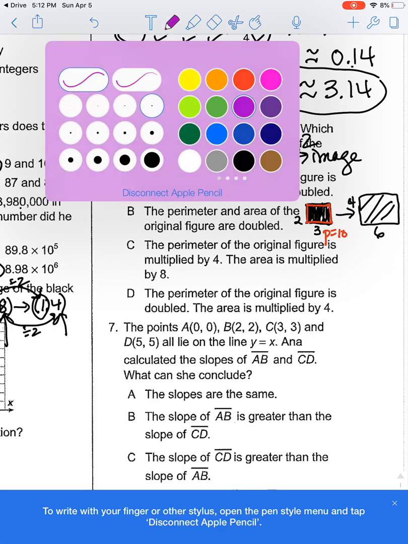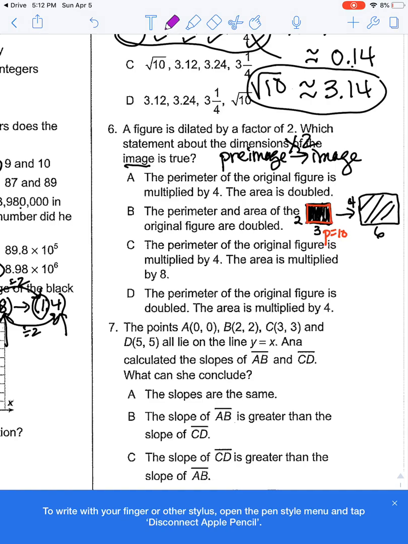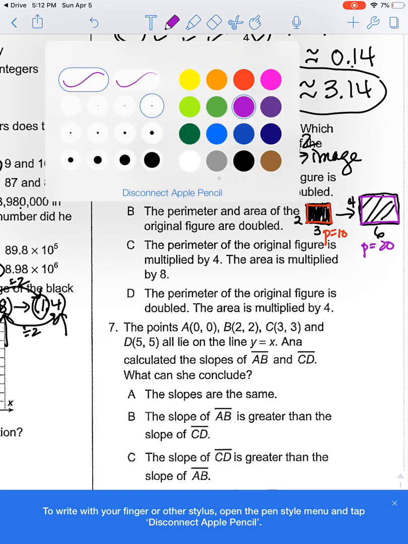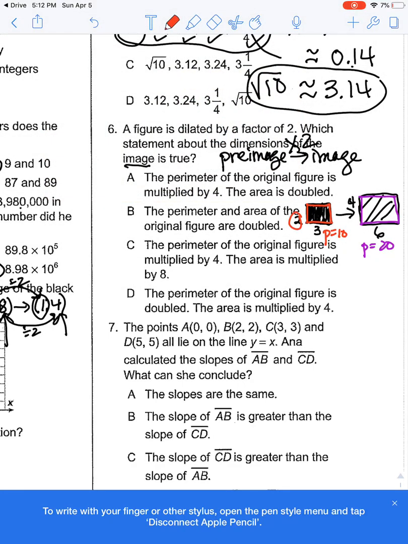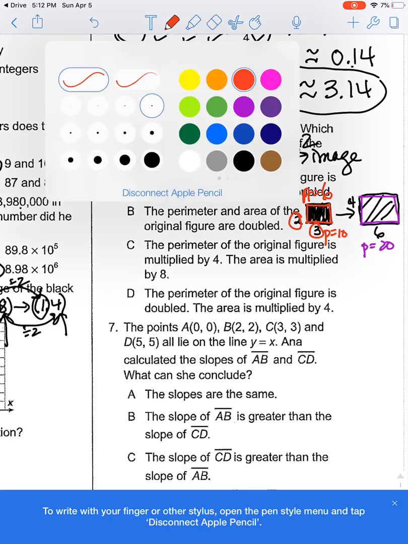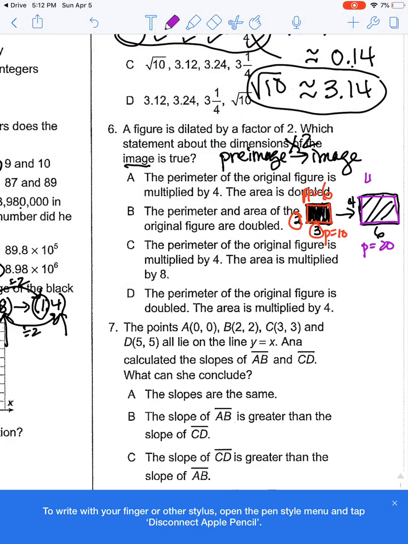All right, let's try a different color for this one. Let's try to find the perimeter of the image now. That was the perimeter of the pre-image. So to go through here, that gives me a distance of 4, plus 6, that's 10, plus 4, that's 14, plus 6, that is 20. So now I've got a perimeter of 20. What about the area? Remember, area is just length times height. So 2 times 3 is an area of 6. And on this one, 4 times 6 is an area of 24.